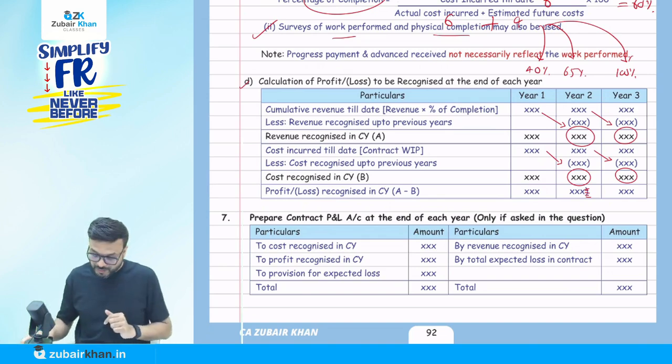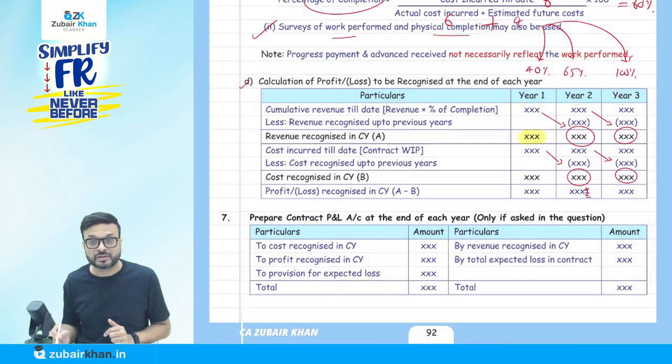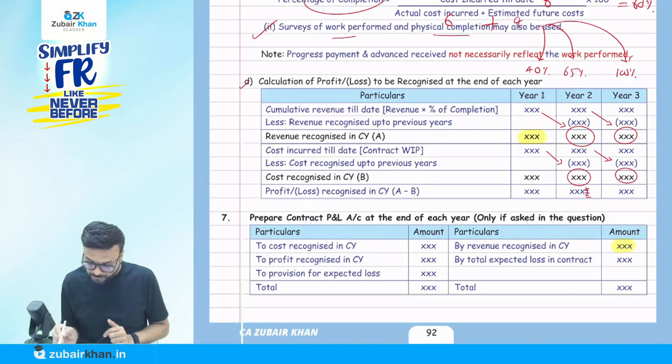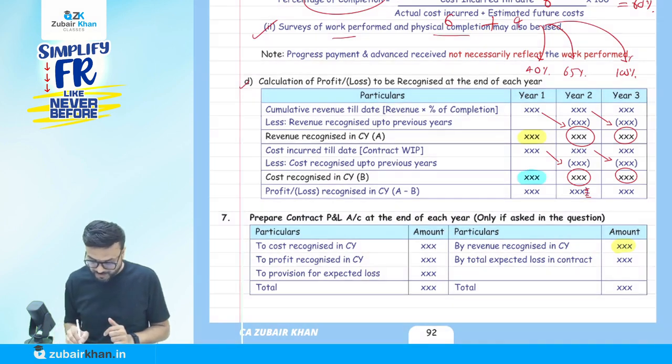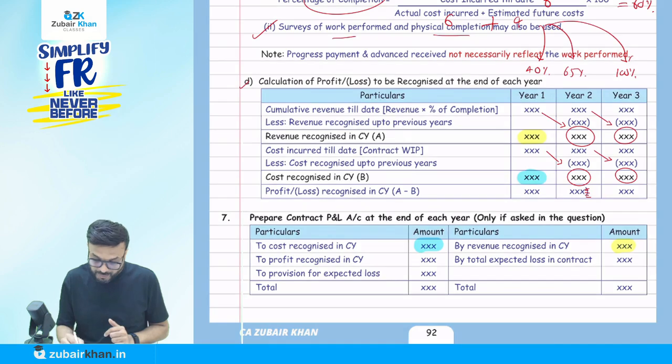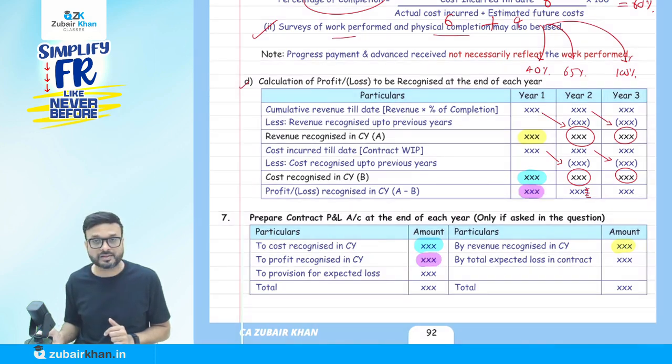Now understand that. So whatever revenue there is, for example, this is the revenue for the first year, so he will recognize the revenue for the first year. Now this is the cost for the first year, he will recognize the cost for the first year. Now this is the profit for the first year, he will recognize the profit for the first year. If it is negative, then it is a loss that year.